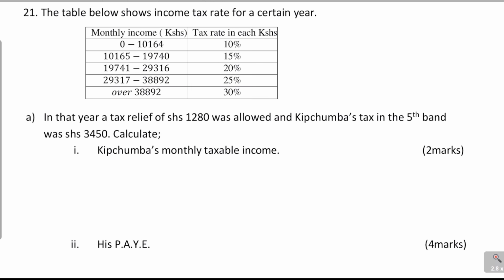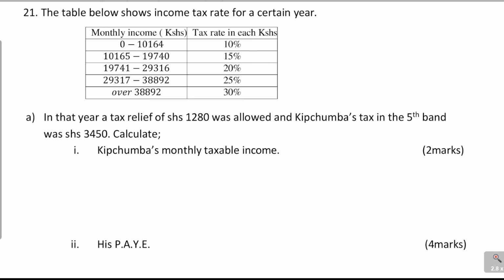Question 21. The table below shows income tax rate for a certain year. Monthly income tax in Kenya shillings is given there. Then the tax rate is given there in percentages. Part A, in that year, a tax relief of 1,280 was allowed, and Kipchumba's tax in the fifth band was 3,450. Calculate 1. Kipchumba's monthly taxable income.